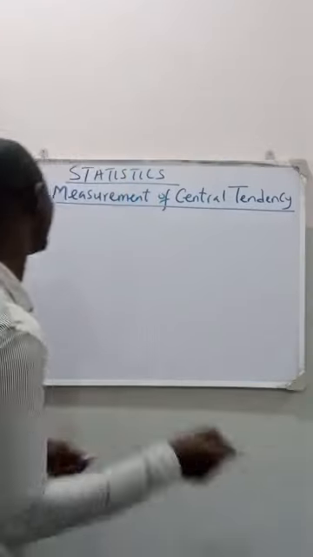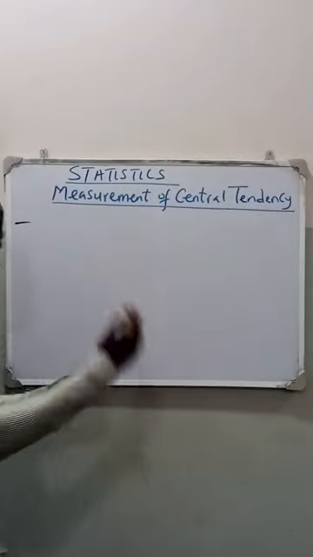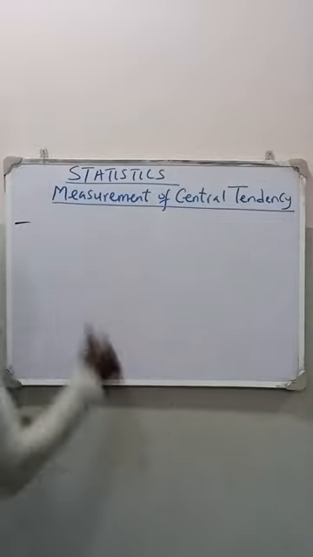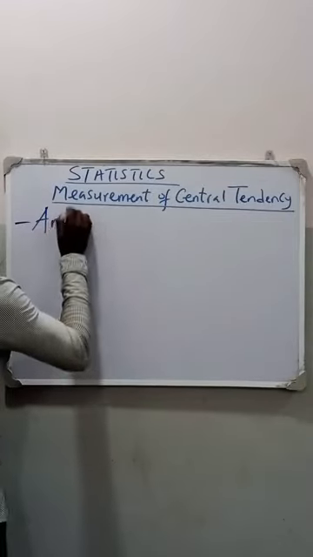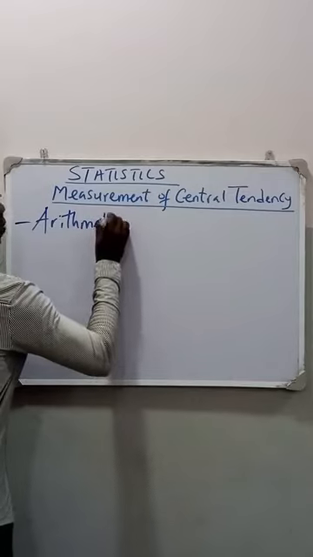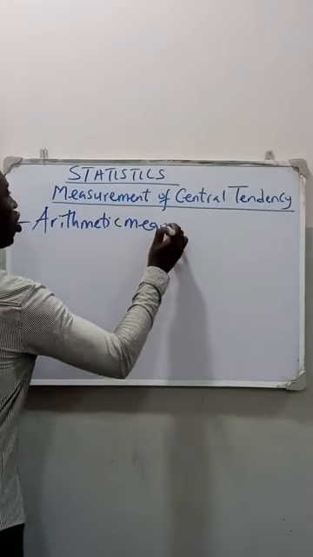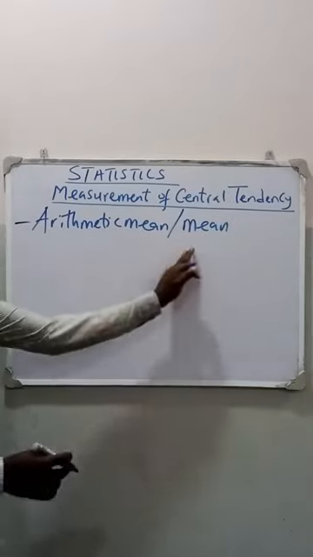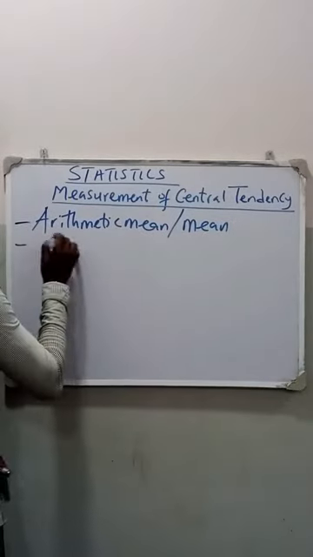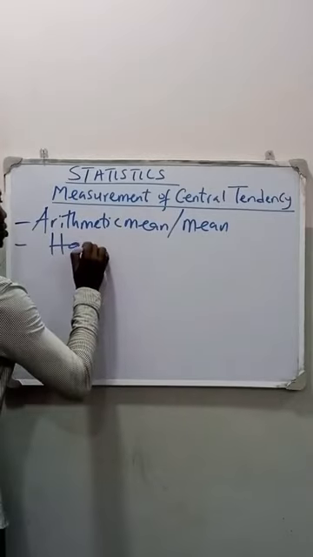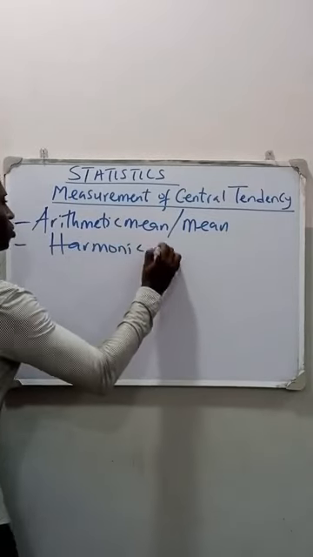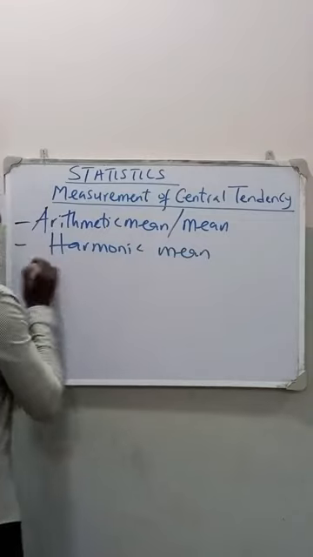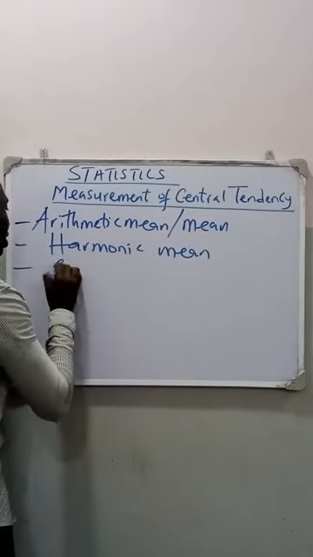The first one is our arithmetic mean or the ordinary mean that we know. Either we call it arithmetic mean or we call it ordinary mean that we are used to. They mean the same thing. The next one we have is the harmonic mean. The next we have the geometric mean.